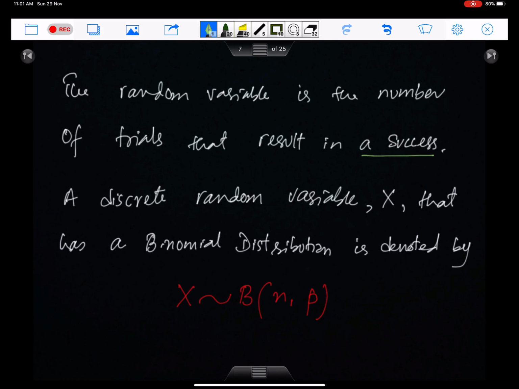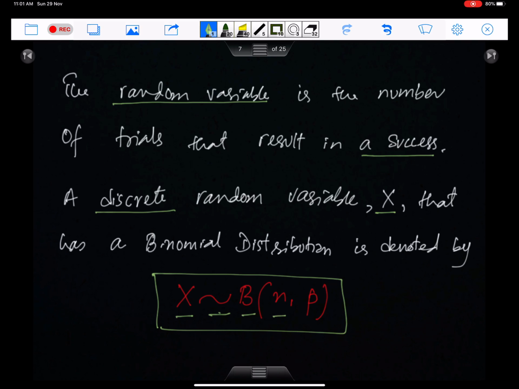A discrete random variable X. X is discrete, and I already told you discrete means countable quantities. That has a binomial distribution is denoted by this. This is the way we describe the distribution. X follows binomial with parameters n and p.